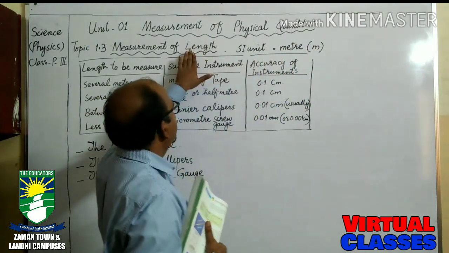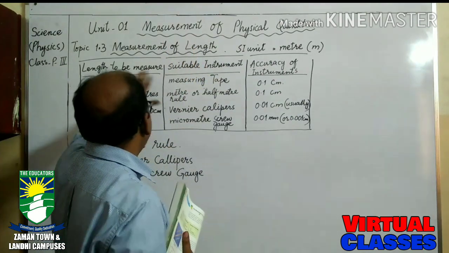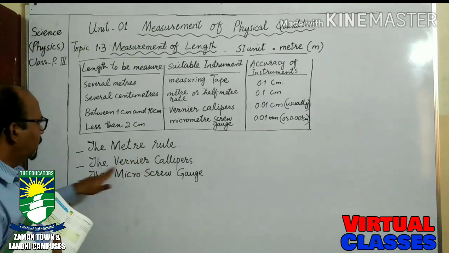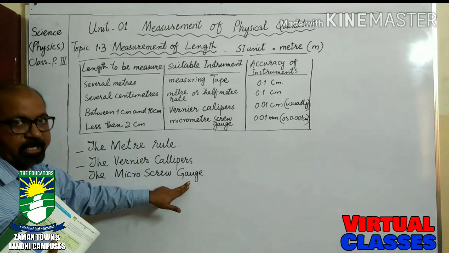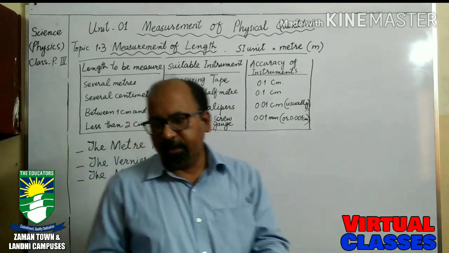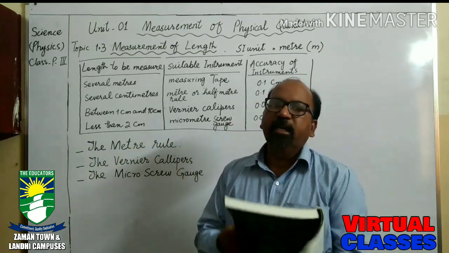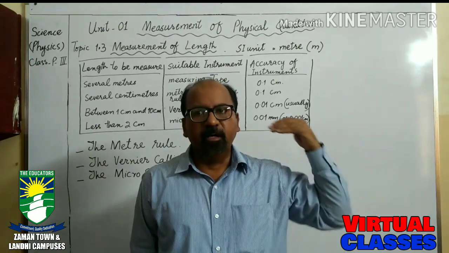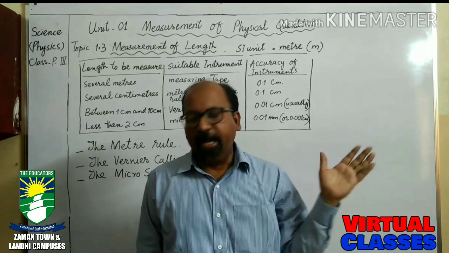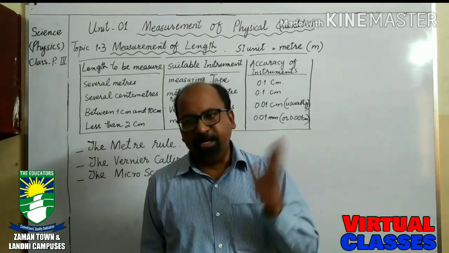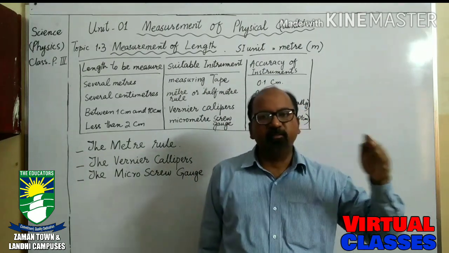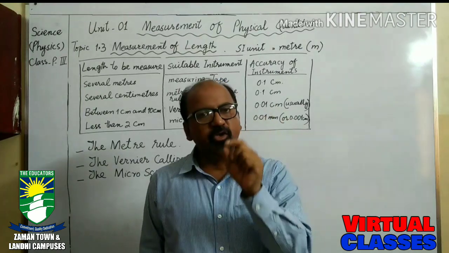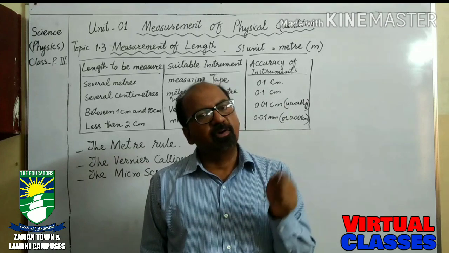So in SI units, the meter is used for measuring length, and in this topic we are going to discuss a few things: the meter rule, the Vernier calipers, and the micrometer screw gauge. These are three different instruments with which we can measure different lengths, because lengths can be very big and very small. It can be several meters, and it can be centimeters or millimeters. But how can we measure lengths which are very great, like meters or miles, and very short lengths, which are in centimeters or millimeters?